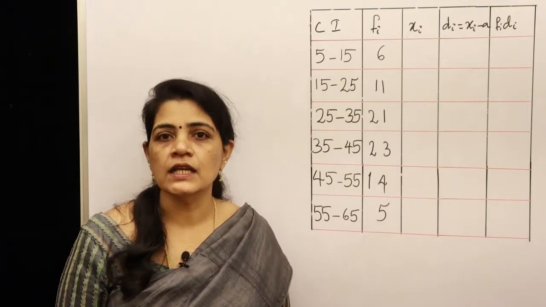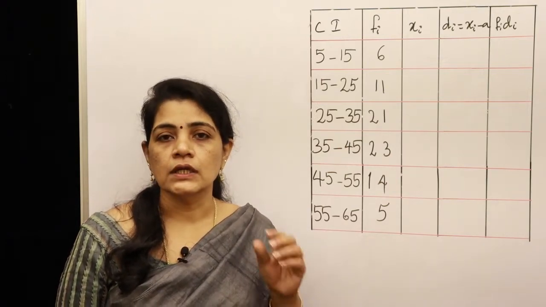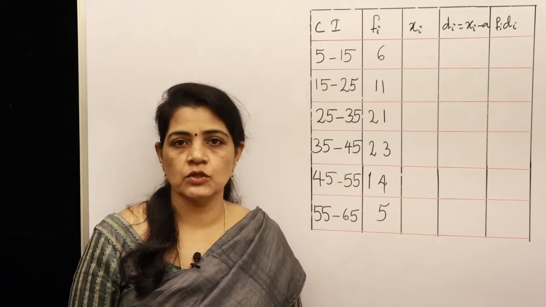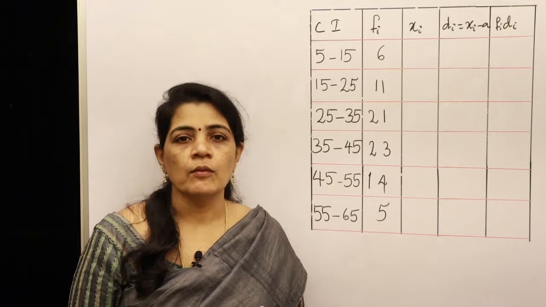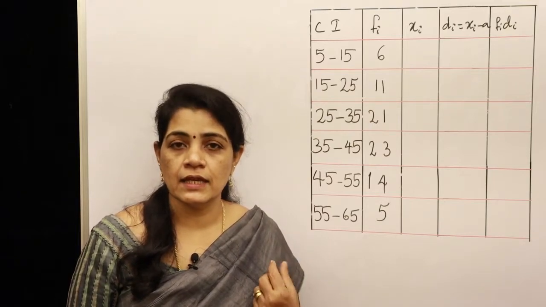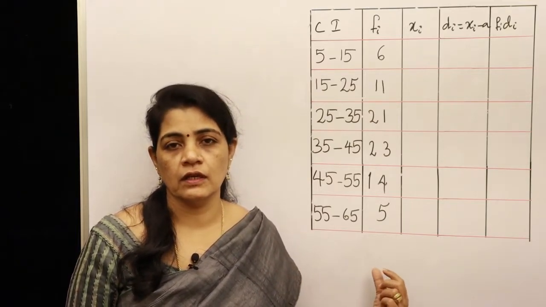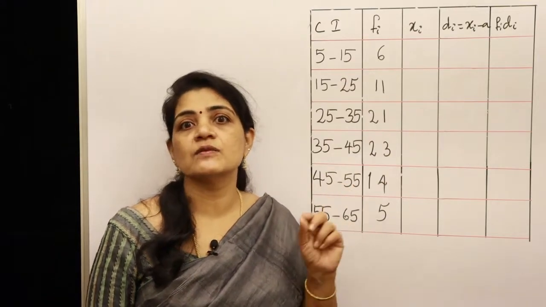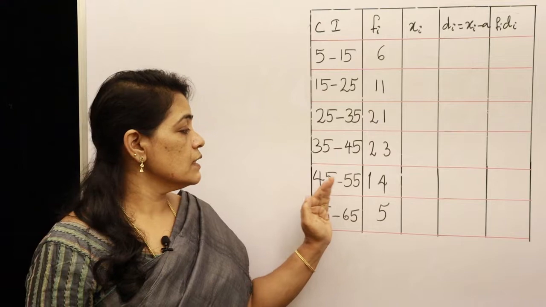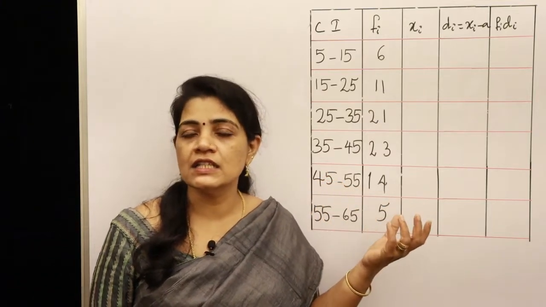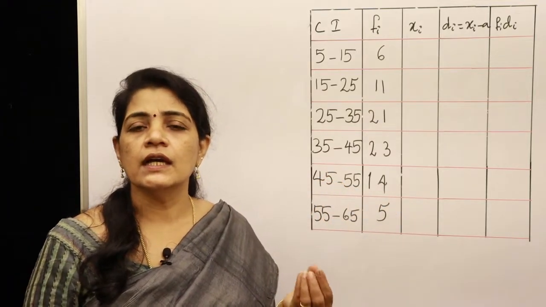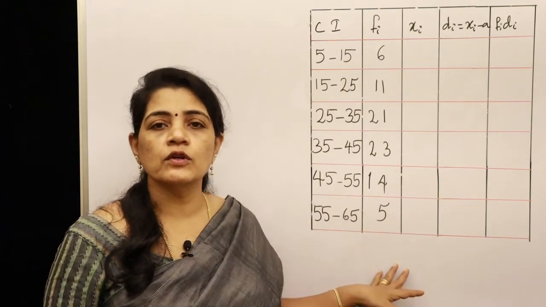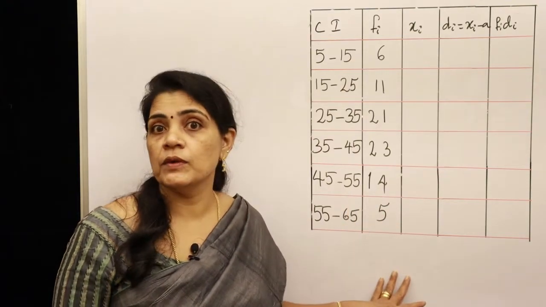Okay, so for that we are going to first find out the arithmetic mean. Since we have two methods to find out the arithmetic mean, it would be better to choose the assumed mean method for this problem, since these class intervals are not that small numbers. If the upper limit and lower limit are one digit, very small numbers, the direct method would be better. So here we are going to use the assumed mean method.